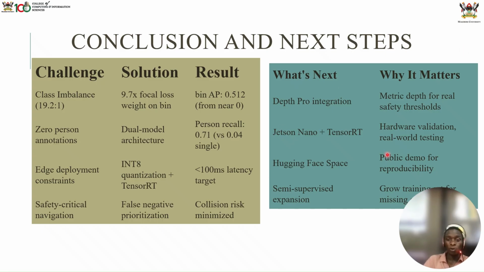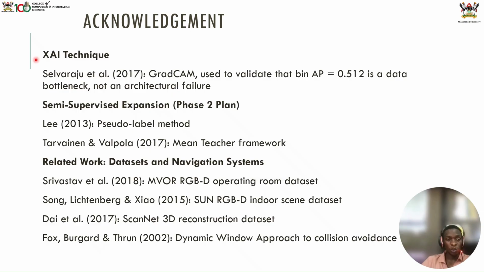Phase 2 targets, what's next? We're looking at Depth Floor to replace Depth Anything V2 for metric depth in real meters, then the Jetson Orin Nano with TensorRT for hardware validation. The semi-supervised pseudo labeling to grow the training data for the missing classes is for future work. We would like to accumulate some of the references we used, and we used XAI techniques. Our references are given completely. We look at the semi-supervised expansion, which is our phase 2 plan, and the related work for datasets and navigation systems, all of that is given.